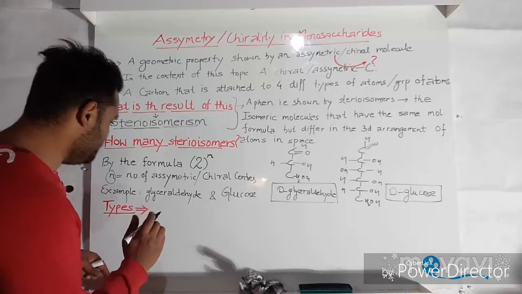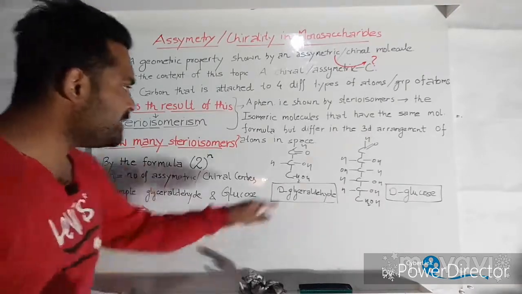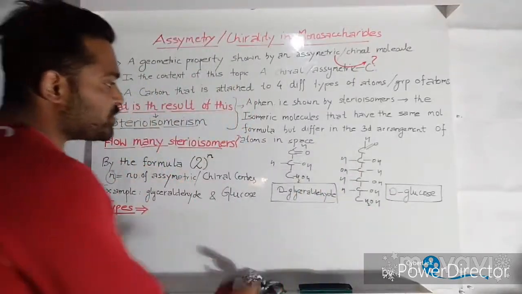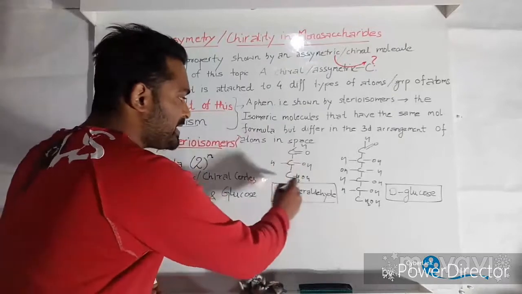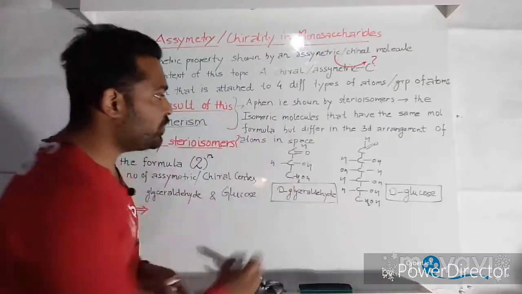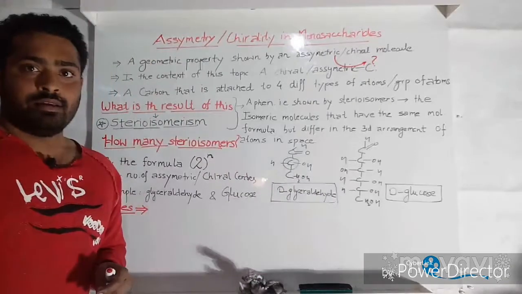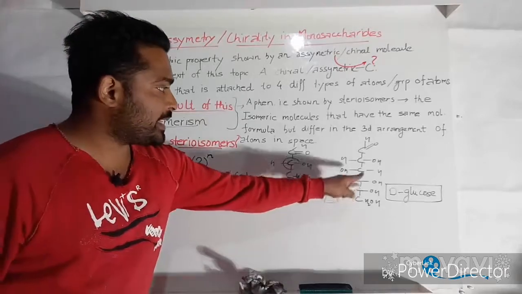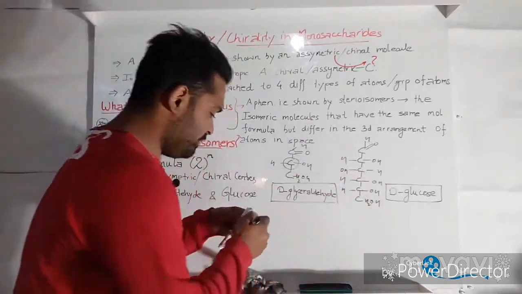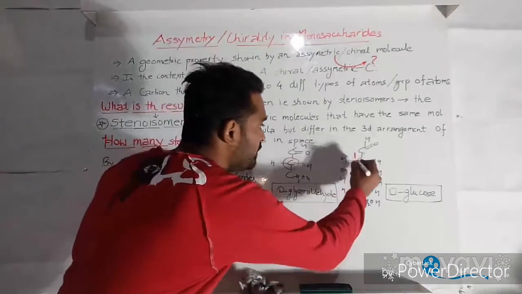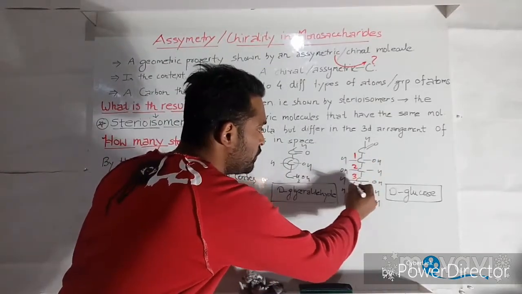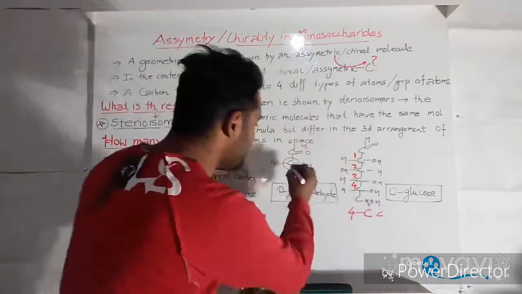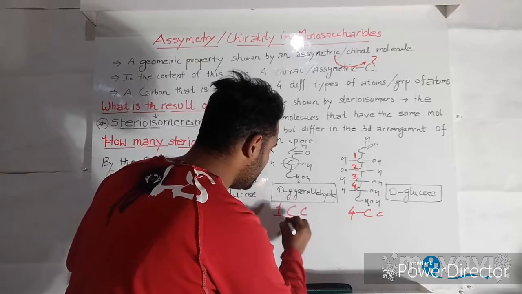Examples are glyceraldehyde here and glucose here. This is D-glucose, this is D-glyceraldehyde. In case of D-glyceraldehyde, which is the simplest of all carbohydrates, we have only one chiral carbon. And in the case of D-glucose, we have 1, 2, 3, 4, so here are 4 chiral carbons. In this case only 1 chiral carbon.